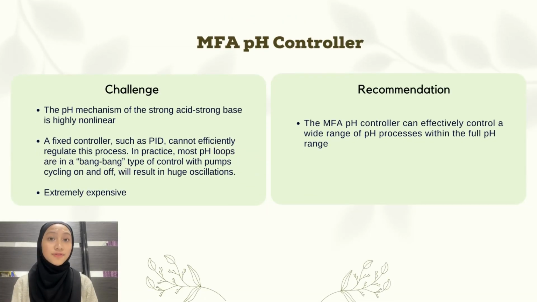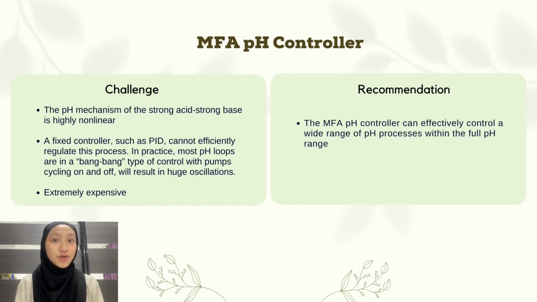The pH mechanism of strong acid, strong base is highly nonlinear. A fixed controller such as PID cannot efficiently regulate this process. In practice, most pH loops are in a bang-bang type of control, with pumps cycling on and off, which will result in huge oscillation. Since acid and caustic neutralize each other, overdosing acid and caustic is extremely costly.